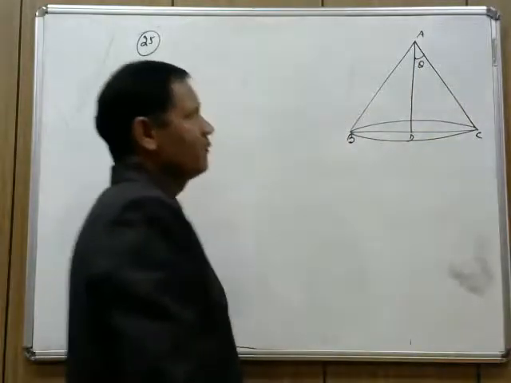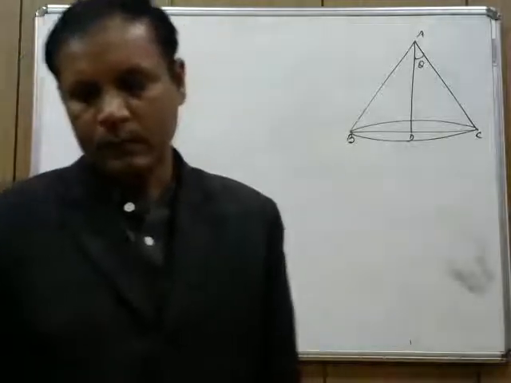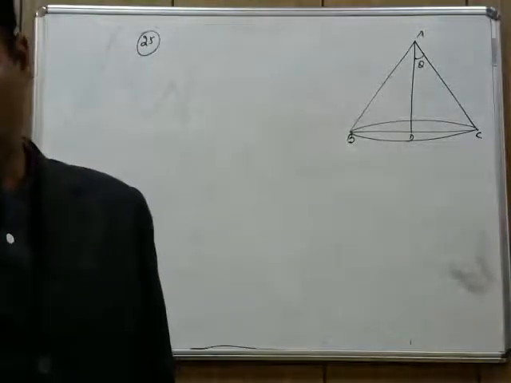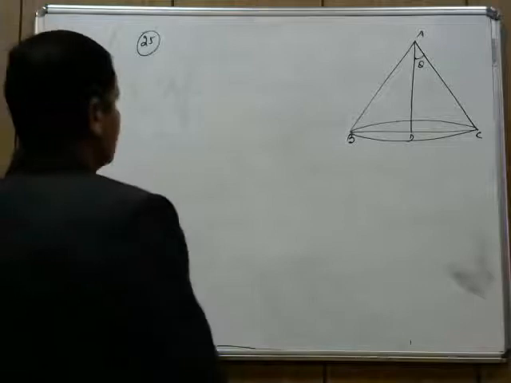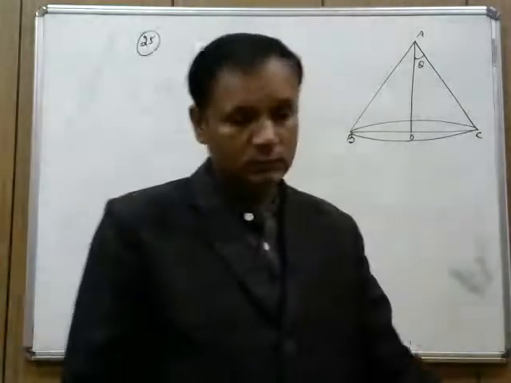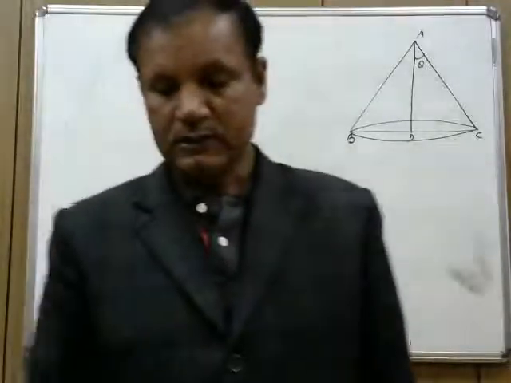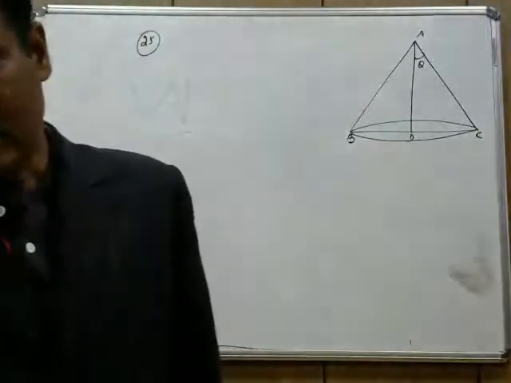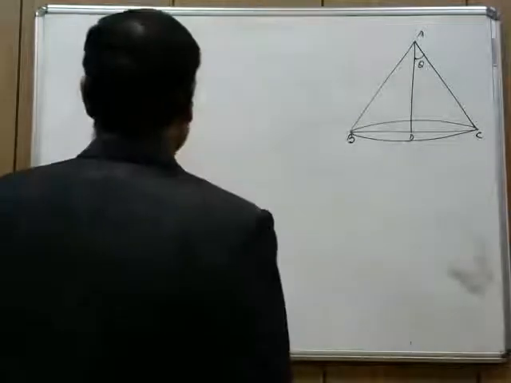So that the semi-vertical angle of the cone of maximum volume, that means volume, I have to make the function, okay, and given slant height is tan inverse root 2.